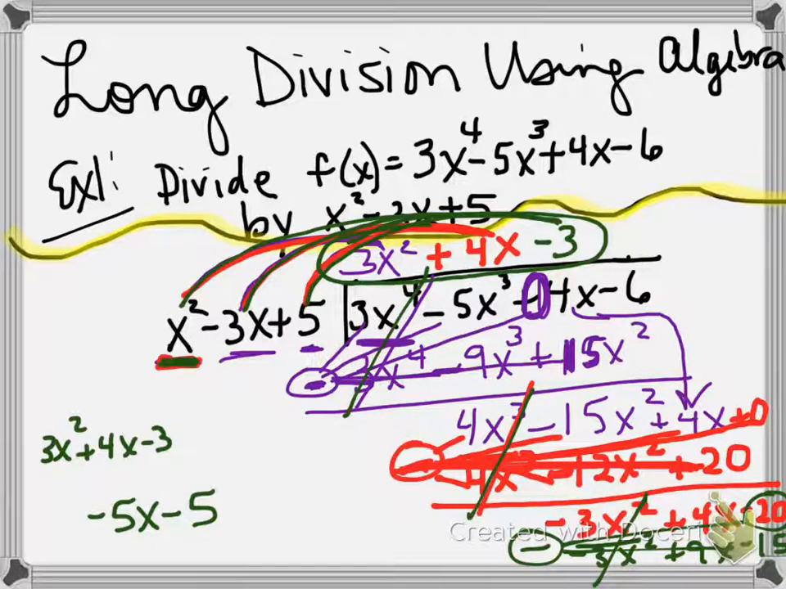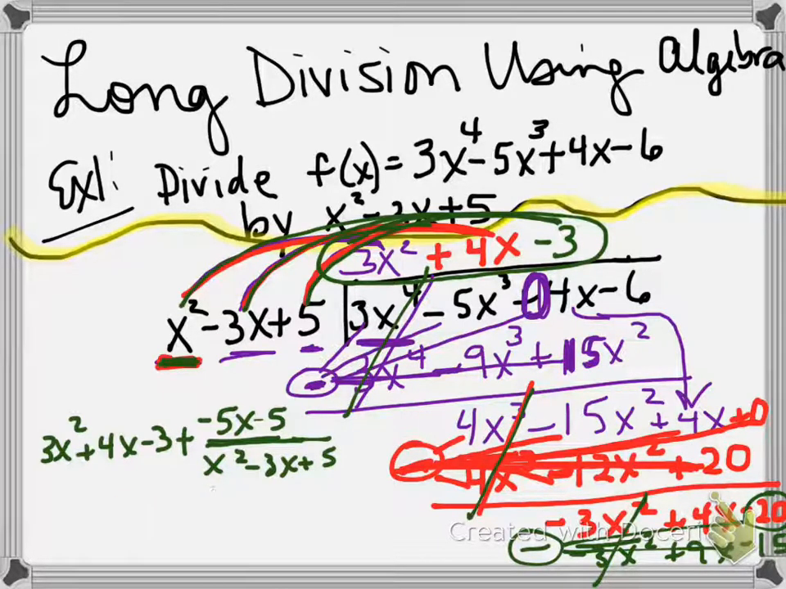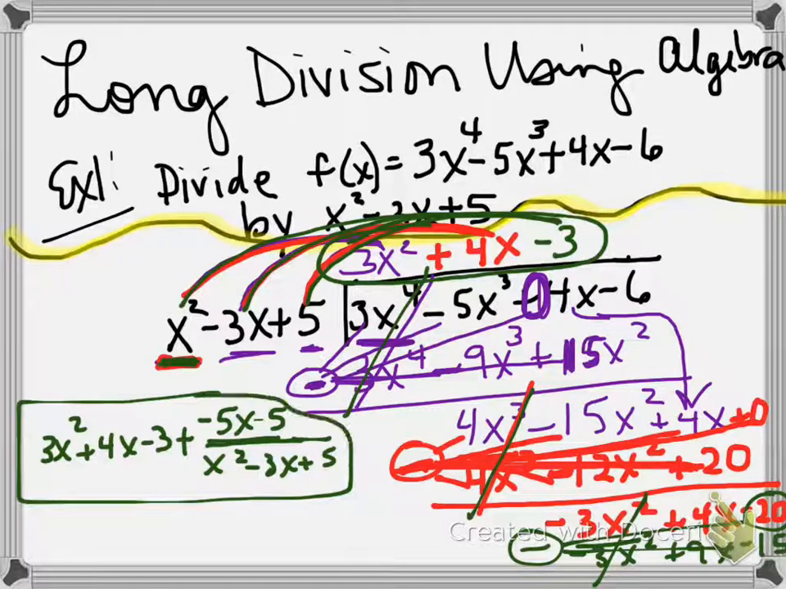And then what do I do with this remainder that I have right here? So I'm going to put another plus, and I'm going to put my remainder over the divisor. And I'm going to erase it from here because we put it up here. That's what my answer is going to look like.